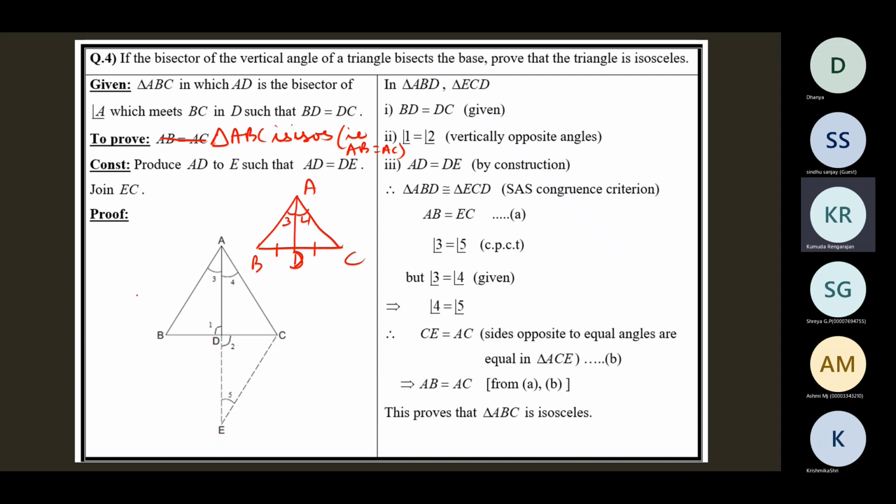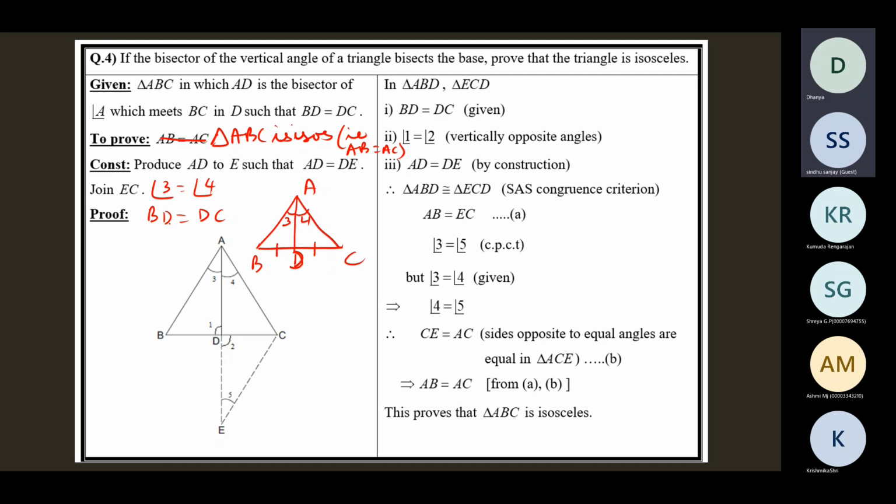Now we might think this information given, children. See here, we have angle 3 is equal to angle 4 and we have BD is equal to DC. What else do you have, children? What are the equalities we have? Do we know that AB is equal to AC? No, ma'am. That's what we have to prove. Now BD is equal to DC, we know. What other equality can we write? Ma'am, AD is equal to AD, common. Yeah, AD is equal to AD, we can write.